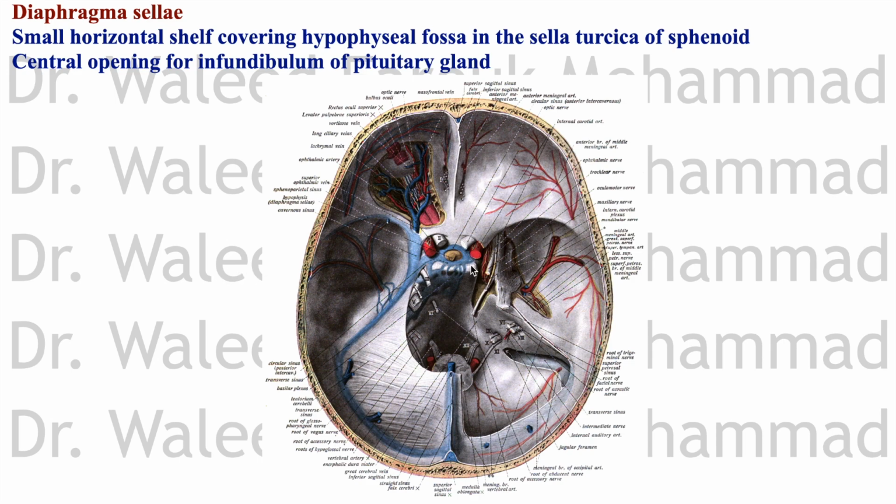Diaphragma sellae is another horizontal fold, the one you see here, that covers the pituitary gland but is pierced in the middle to allow for the passage of the infundibulum that connects the pituitary gland to the hypothalamus. This is the diaphragma sellae, covering completely what's called the sella turcica, the depression between the clinoid processes.